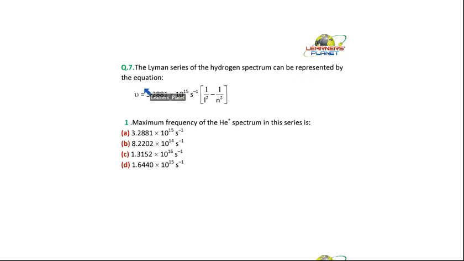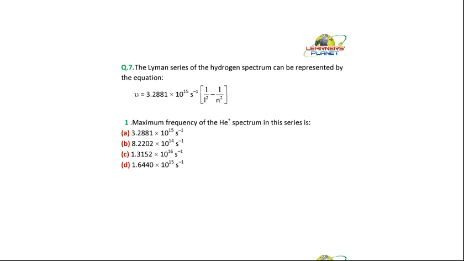The Lyman series of the hydrogen spectrum can be represented by the equation frequency is equal to 3.2881 into 10 to the power 15 second inverse into 1 by 1 square minus 1 by n square. The question here is: the maximum frequency of the helium spectrum in this series is. How will we find out?